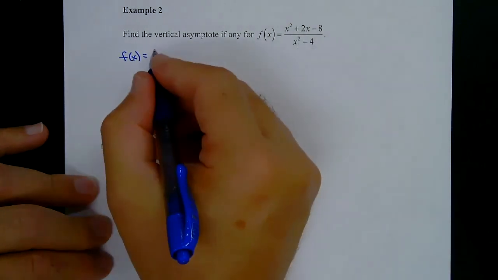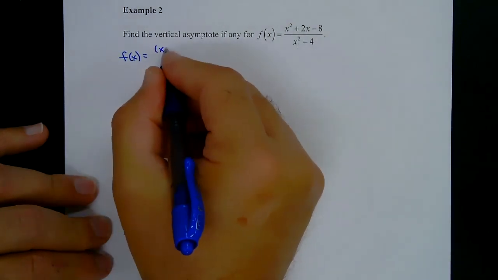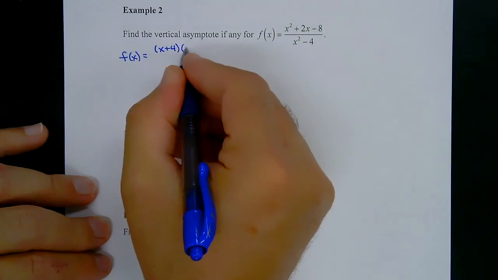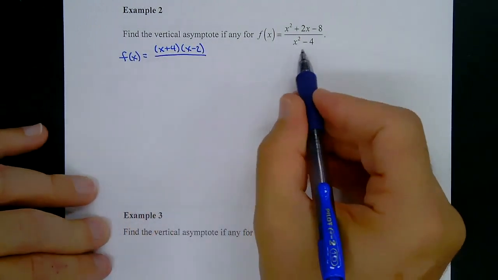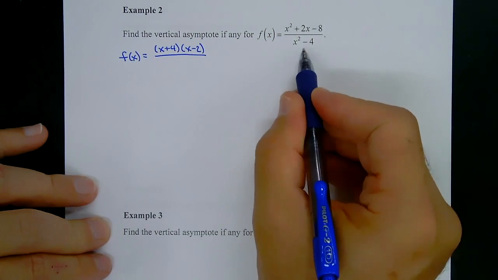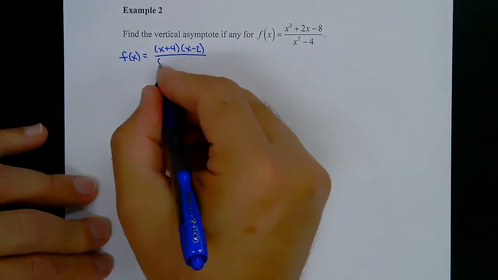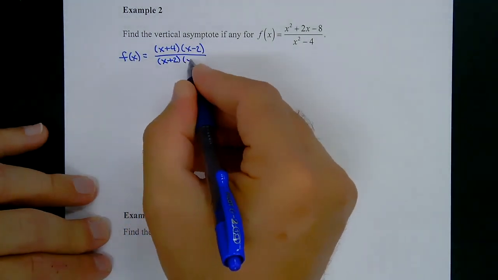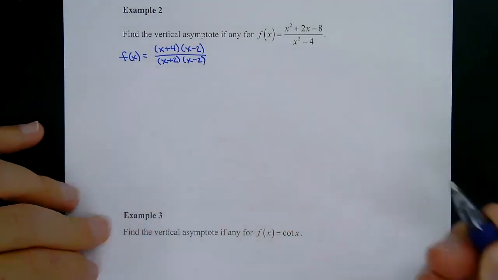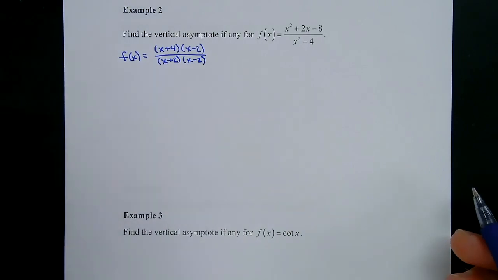So this factors into x plus 4 times x minus 2. That's how the numerator factors. The denominator is x squared minus 4. That's a difference of squares. So that's x plus 2 times x minus 2. I think I just said that wrong. x plus 2 times x minus 2. Sorry, guys. I'm getting tired already this week.